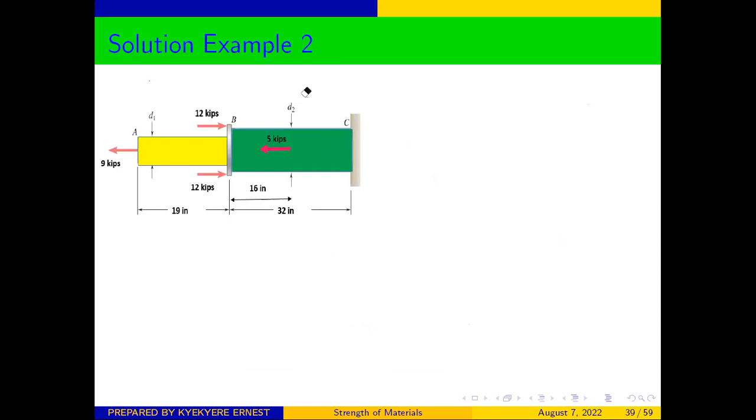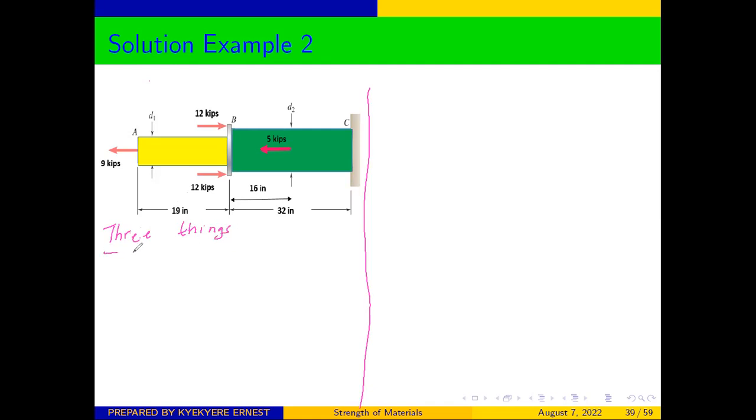When you are given any problem on axial load, you are basically going to divide your complex shape or your complex bar into sections, which will help you to be able to calculate the deformation at each of the sections. There are three things which are going to guide your divisions.